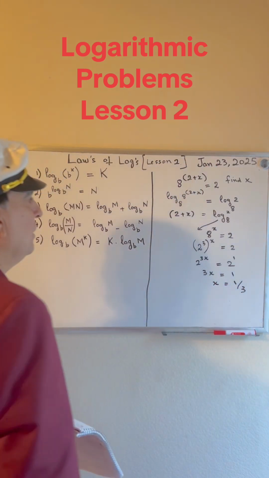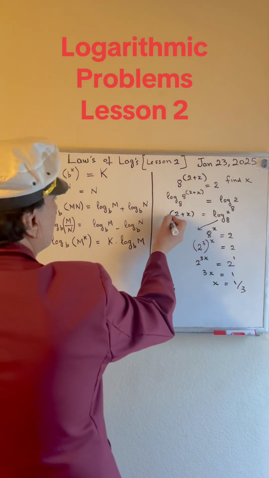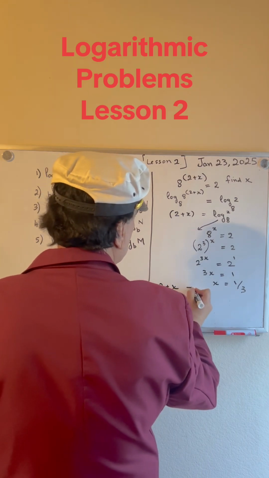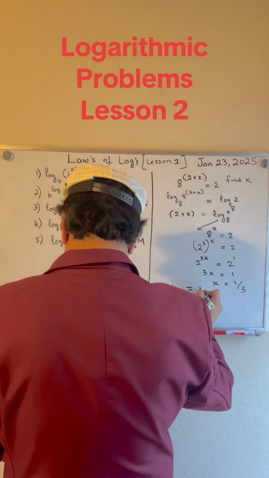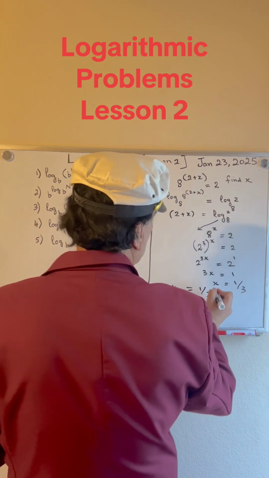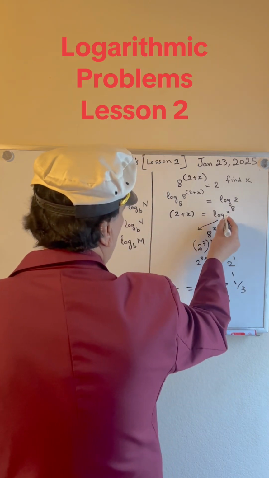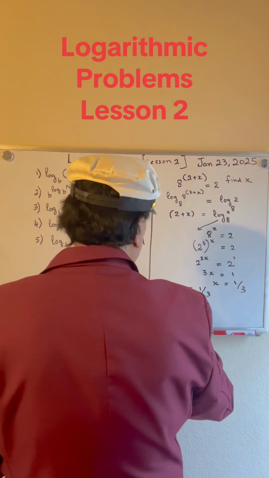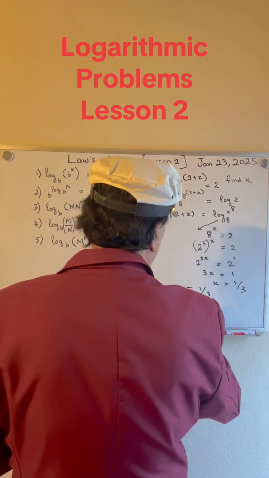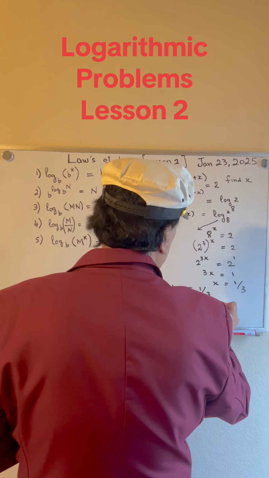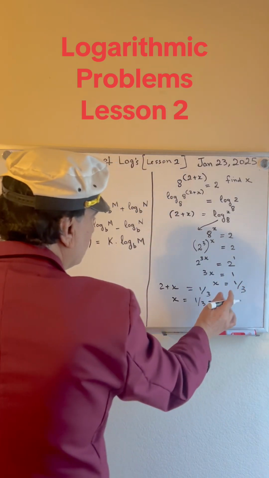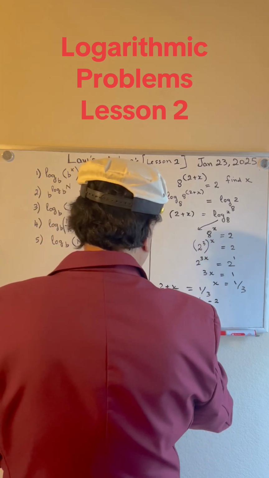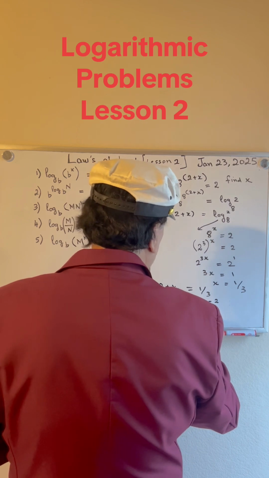Now we go back to the original equation, and we say 2 plus x is equal to 1 over 3, because that's what we found for log base 8 of 2. If you solve for x, my friends, x is equal to 1 over 3 minus 2. I bring this 2 to the right hand side and do some algebra. I take the common denominator and I find my answer: x is equal to minus 5 over 3.